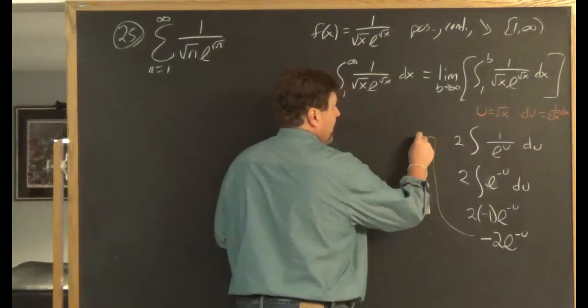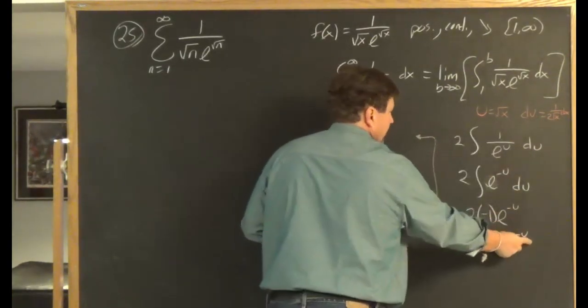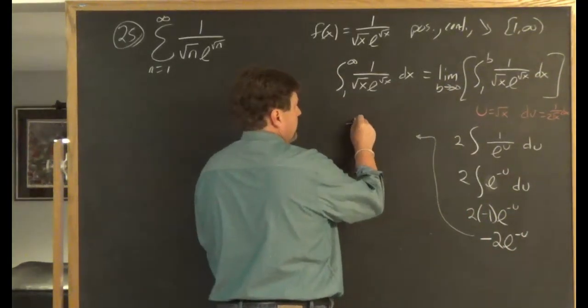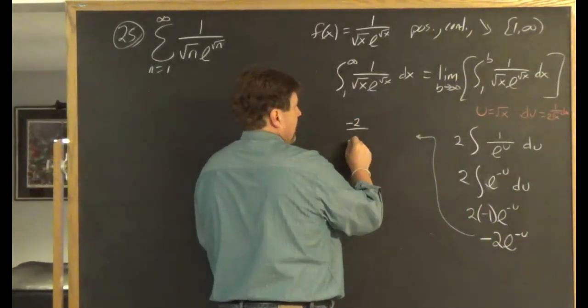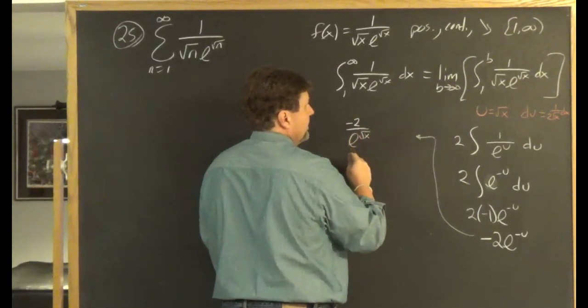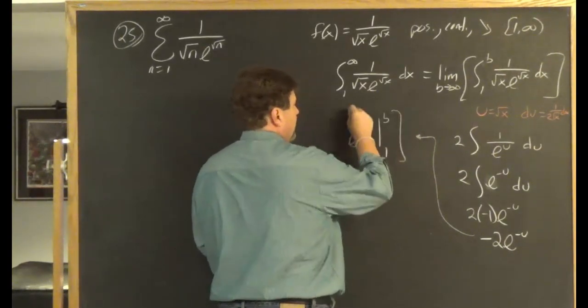Resubstitute, now I'm going to pull that right up here. I'm running out of room. So resubstitute square root x for u. And at the same time, I'm going to get rid of the negative exponent. So I'll write that as negative 2 over e to the square root x. So that's my antiderivative. I evaluate that from 1 to b.